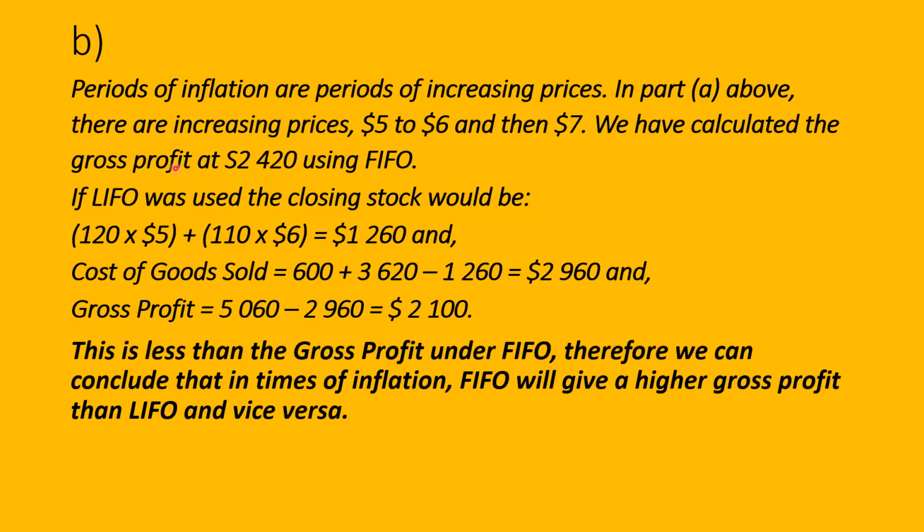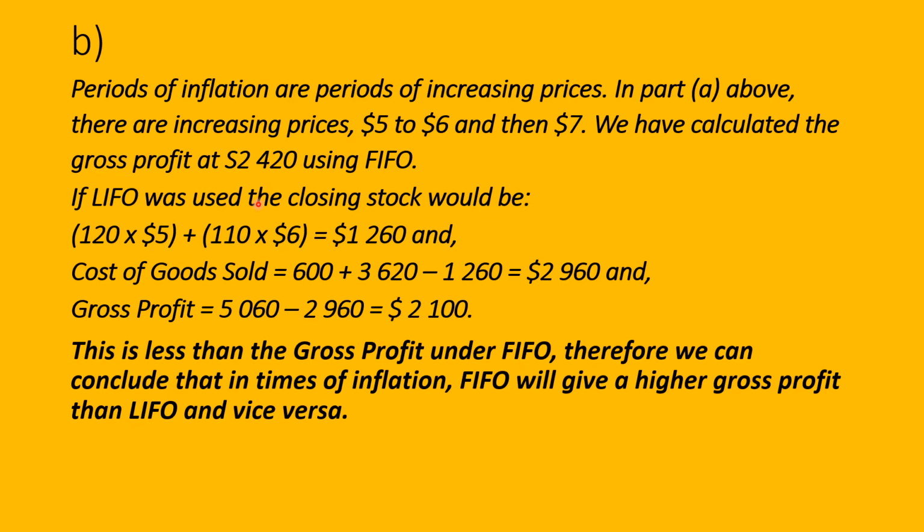Okay, your answer for part B should have looked something like this. Periods of inflation are periods of increasing prices. In part A above, they are increasing prices, 5 to 6 and then to 7. We have calculated the gross profit at 2420 using FIFO.